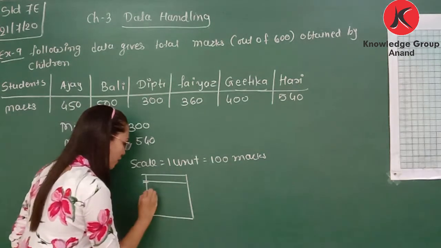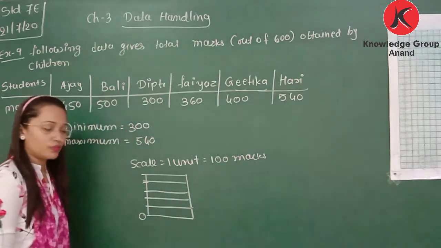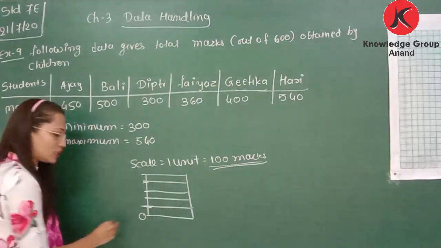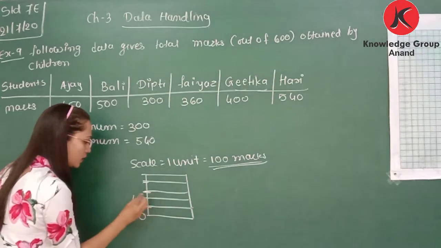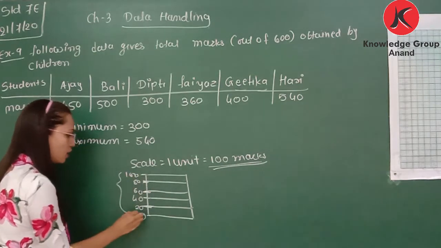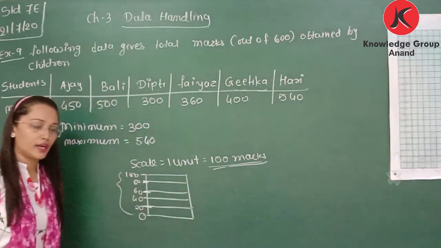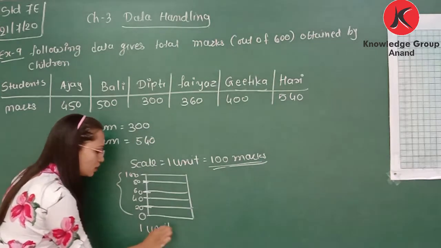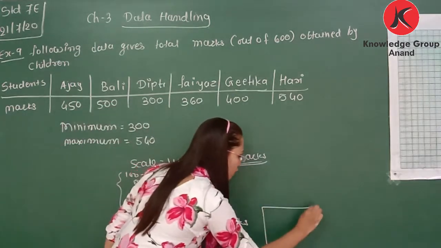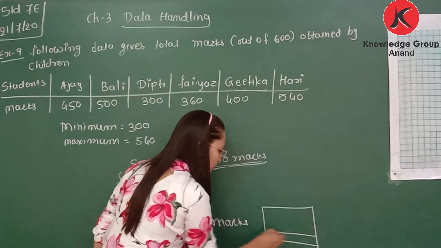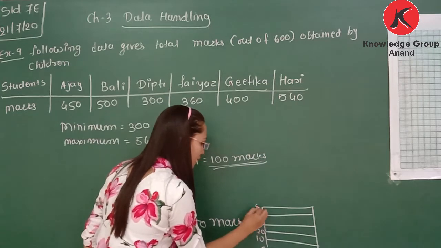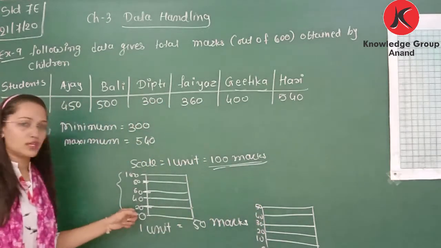If there is a 5 by 5 graph, it means there are 5 lines here, this is 0, and if we select 100 marks, then what is the value of one line? It will be 20, then 40, then 60, 80 and 100. So this is the scale of 1 unit is equal to 100 marks. And if we select 1 unit is equal to 50 marks, what will be the value of one line in the graph? It will be 0, 10, 20, 30, 40 and 50.